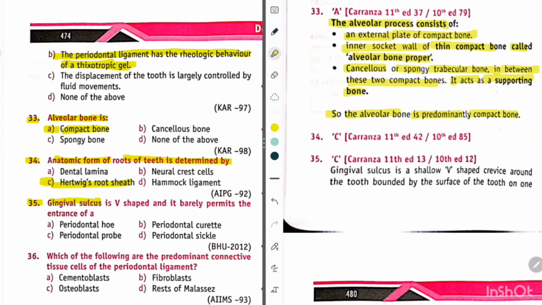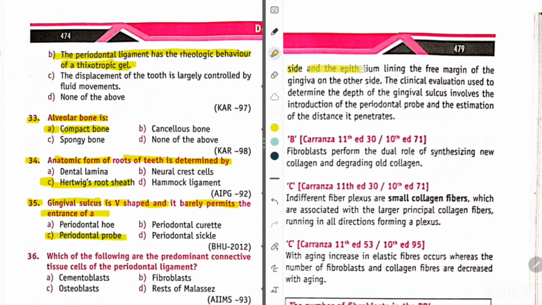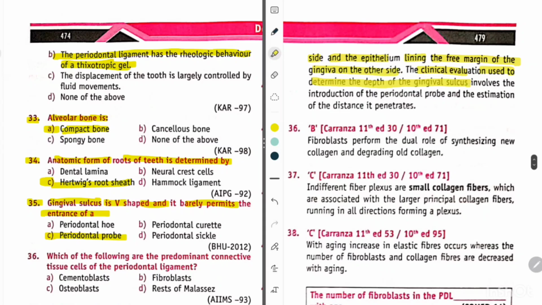Question 35. Gingival sulcus is V-shaped and it barely permits the entrance of a option A, periodontal hoe, option B, periodontal curette, option C, periodontal probe, option D, periodontal sickle. So its answer is option C, periodontal probe. Gingival sulcus is a shallow V-shaped crevice around the tooth bounded by the surface of the tooth on one side and the epithelium lining the free margin of the gingiva on the other side. The clinical evaluation used to determine the depth of the gingival sulcus involves the introduction of a periodontal probe and the estimation of the distance it penetrates.